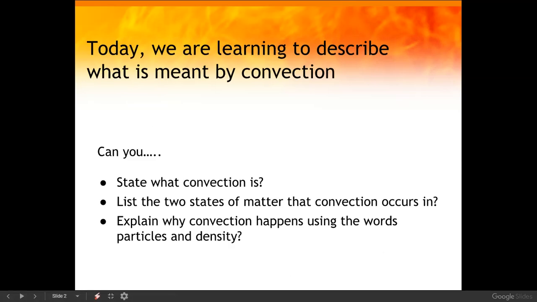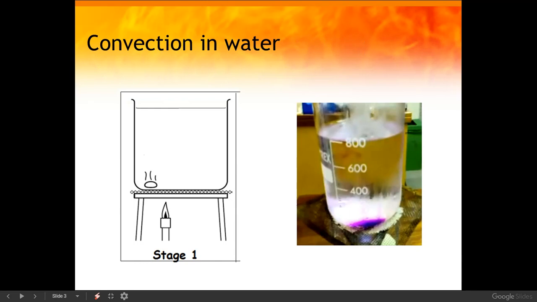So about convection, what we need to know is what it is. You need to be able to tell me the different states of matter that convection occurs in, and you need to be able to explain why convection happens using the words particles and density. So, as you might remember from last week, convection will happen in either gases or in liquids.